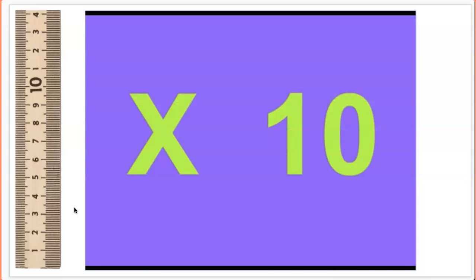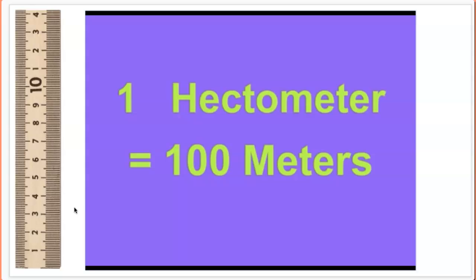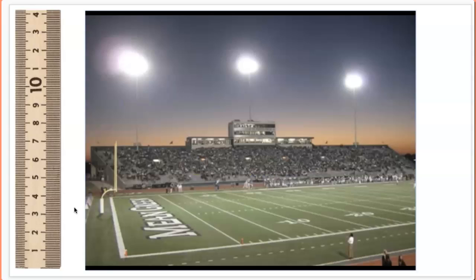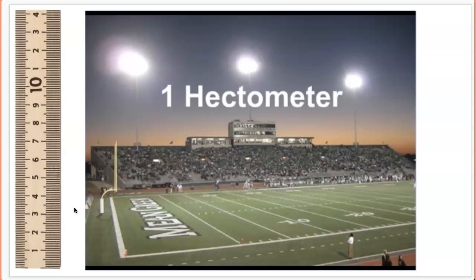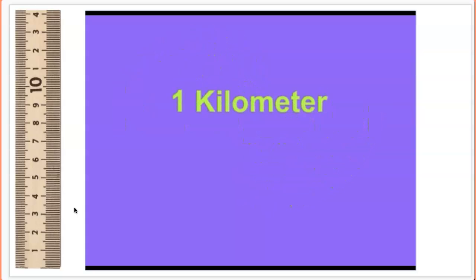If we multiply by 10 again, we get 1 hectometer. 1 hectometer equals 100 meters. An example of a hectometer is a football field or 10 buses lined up end to end. Continuing on with our multiples of 10, we arrive at the almighty kilometer. 1 kilometer equals 1,000 meters.